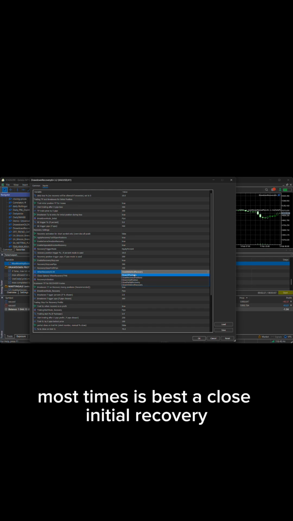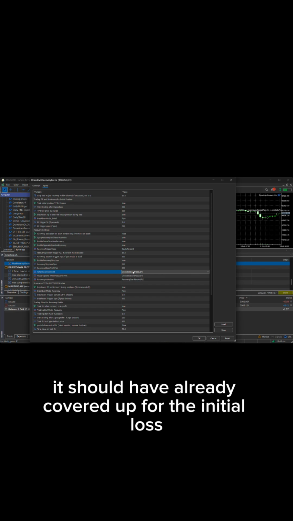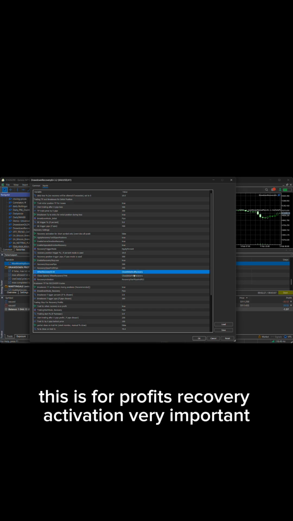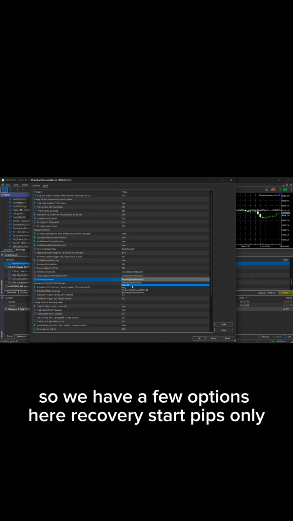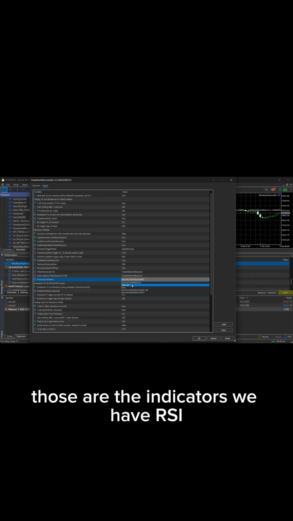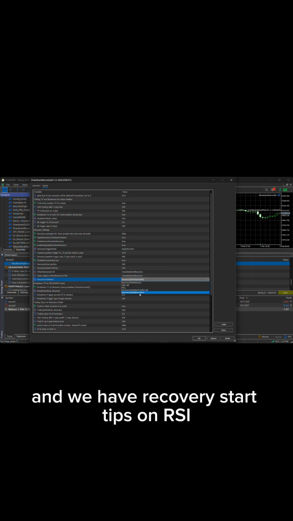Most times it's best to close initial recovery, because with the recovery profit, it should have already covered up for the initial loss. This is for SL, this is for profits. Recovery activation, very important. So we have a few options here. Recovery start pips only. We have SMABB. SMABB is SMA and Bollinger Band. Those are the indicators. We have RSI. We have recovery start pips and SMABB, and we have recovery start pips and RSI.